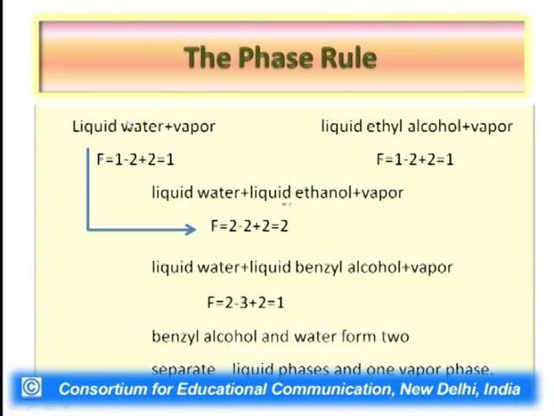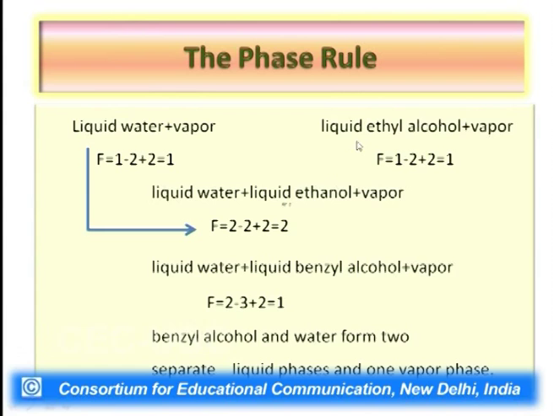So, you see, if we consider a system which has liquid water in equilibrium with its vapor, in the system you have only water. So, the number of constituents is 1. F equals C minus P plus 2. So, C is 1 here, and here we have two phases: water in the liquid phase, and water in the vapor phase. So, C is 1, P is 2, plus 2. So, 1 minus 2 plus 2 is equal to 1.